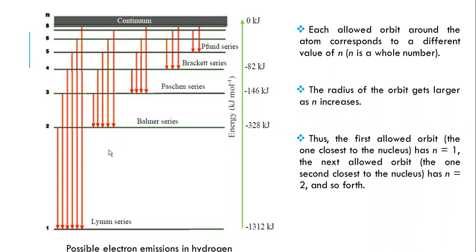The one closest to the nucleus has n equals 1. And the next allowed orbit, the second closest to the nucleus, has n equals 2. So this is what we are telling: which orbit is closest, that is what we are using to find the energy level.